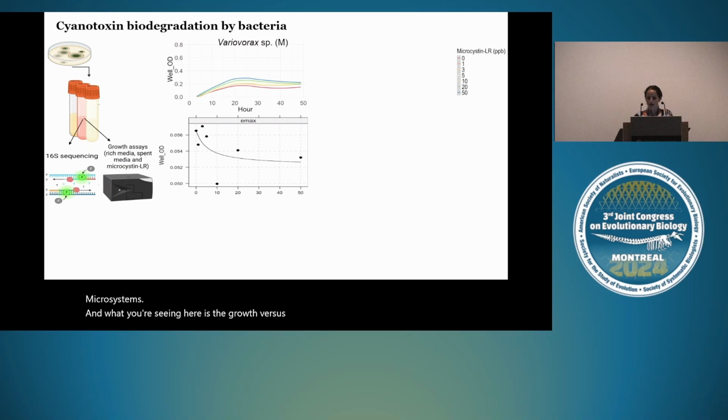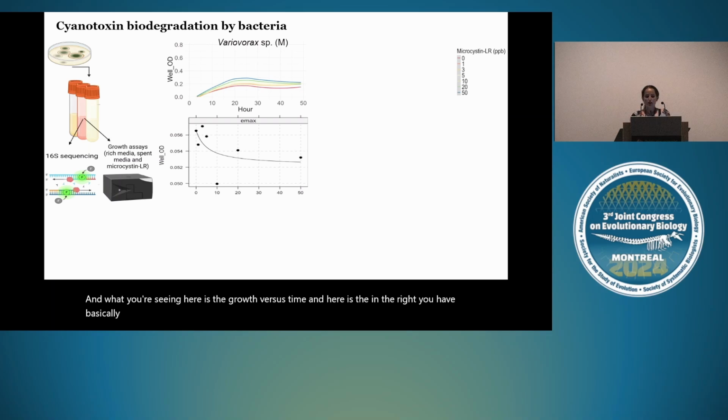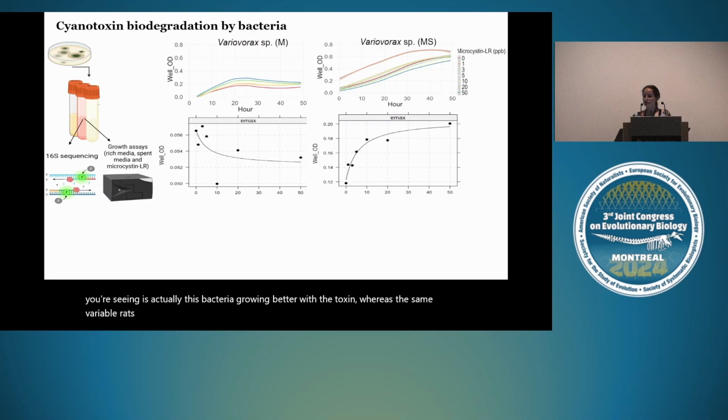And here on the right, you have basically different doses. And here is the sigmoidal response of the maximum dose. So what you're seeing is actually these bacteria are growing better with the toxin. Whereas the same Variovorax, but in the mixed population, is kind of doing the opposite. At lower doses, the toxin is doing better, but then actually the toxin is toxic for them at higher doses. And I've been doing all of this with all the strains.